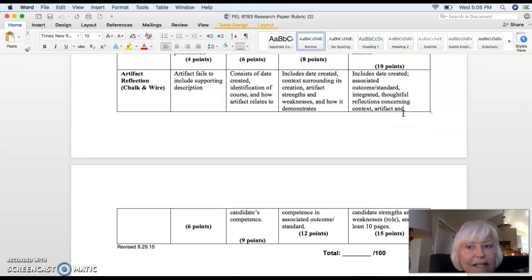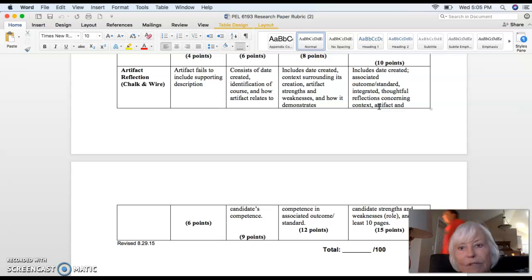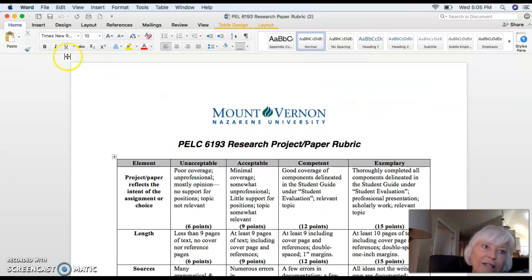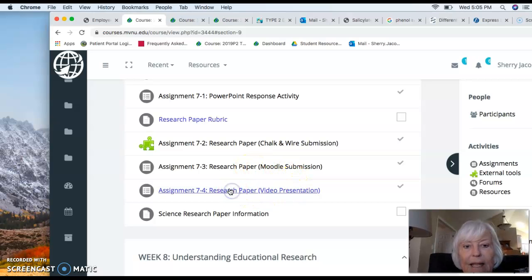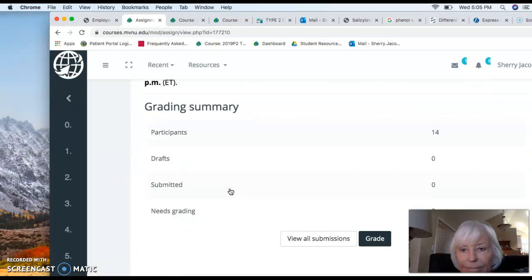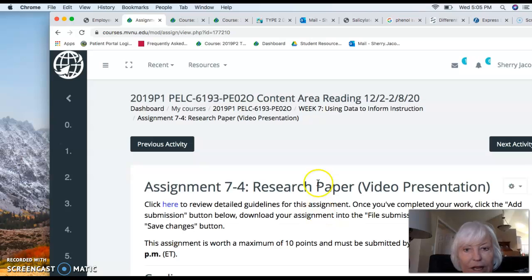And the artifact section here is for Chalk and Wire. Please read that carefully as well. So here is your submission for the research paper for Chalk and Wire. Here's the slot for Moodle. And this portion right here is where you download or submit your video to explain it.